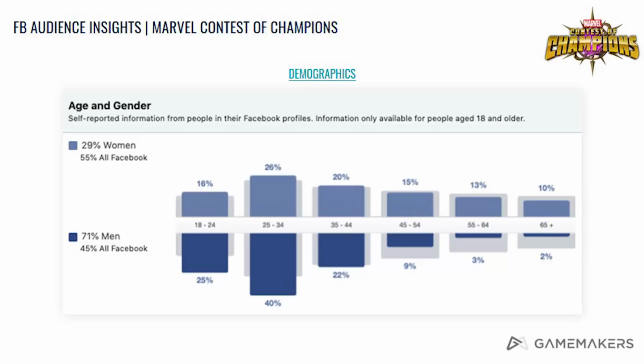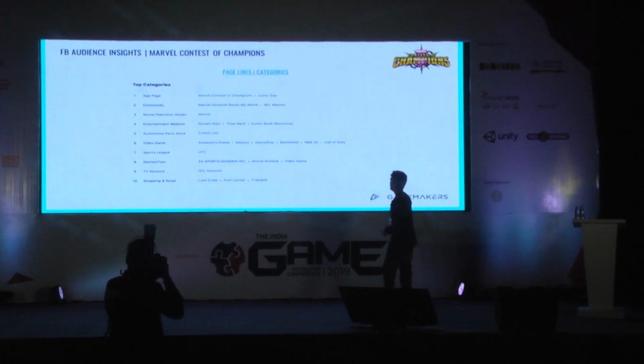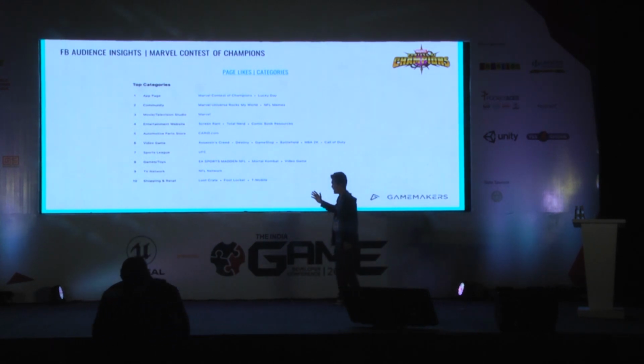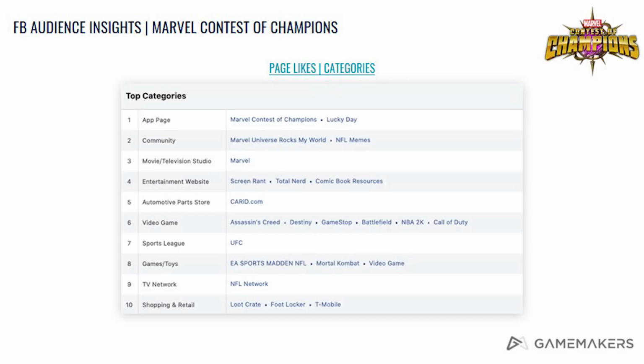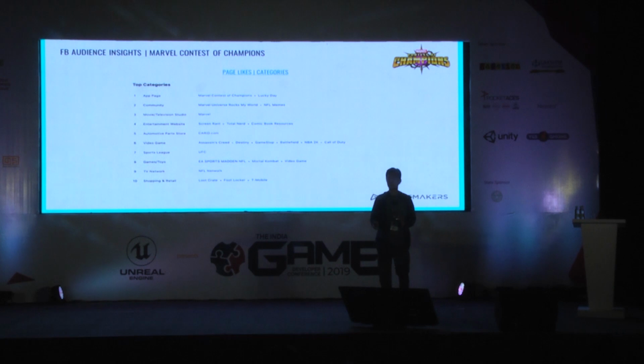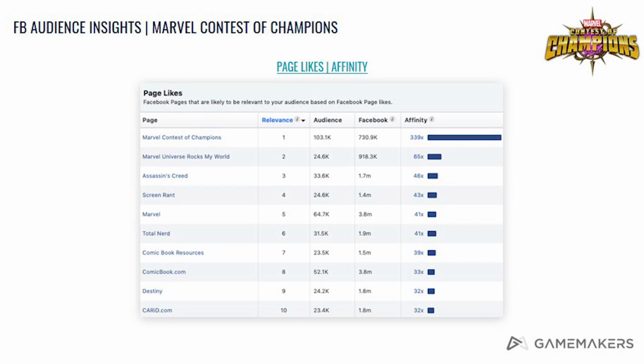But then let's look at Marvel Contest of Champions, which is the game that the one launched in soft launch was emulated after. And we see that it's kind of the complete inverse. It's 29% women, 71% men, right? Also, when we look at their likes and affinities, we see that the audience playing Marvel Contest of Champions are hardcore Marvel fans, UFC fans, EA Sports, Madden NFL, NFL Network. So the audience that plays that game is mainly male, competitive, into competitive sports, and hardcore Marvel fans. The affinities also show the same type of situation.